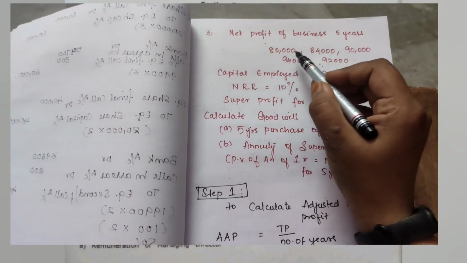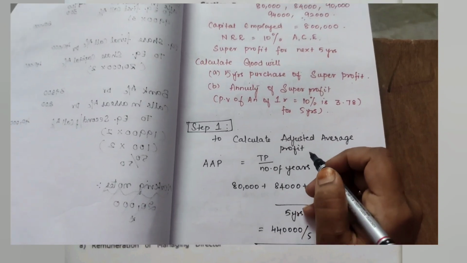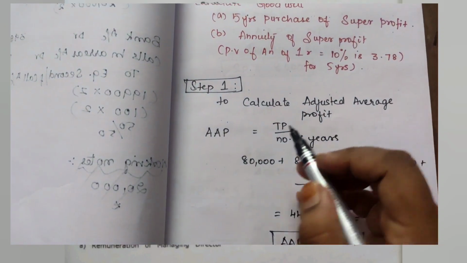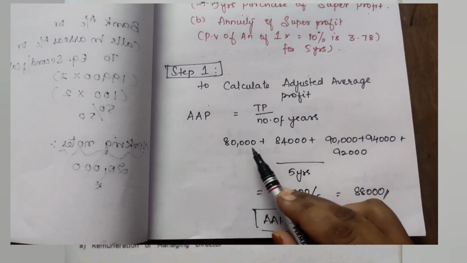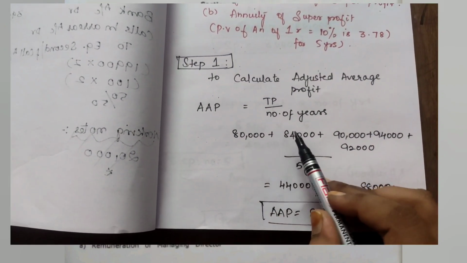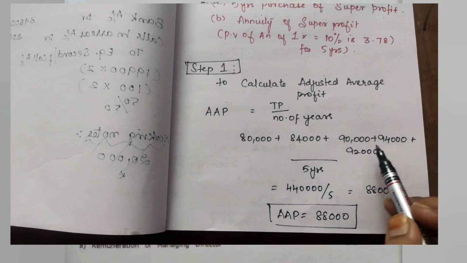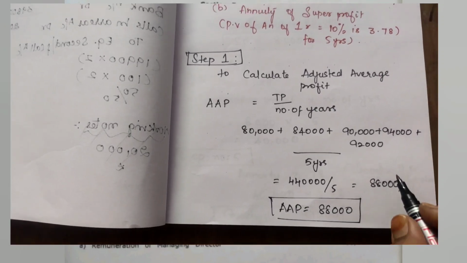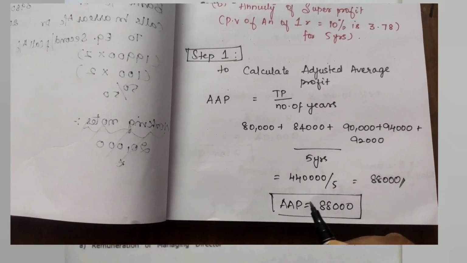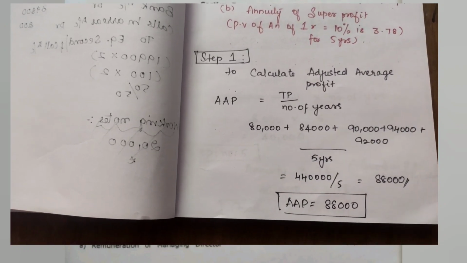It means first of all we need to take all this profit. How we will calculate adjusted average profit is by taking total profit divided by number of years. So all the profit is written for 1 2 3 4 5 years. When adding all of this profit, we get 4,40,000 divided by 5. By that we get the answer 88,000. So 88,000 is our adjusted average profit.